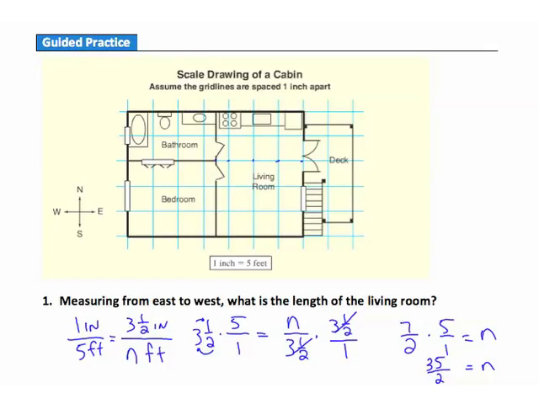Well, 35 over 2 is not a good dimension. We don't want to tell somebody to build a cabin 35 over 2. So we're actually going to divide that 2 into 35. 2 will go into 35 17 times with 1 left over. So it looks like 17 and a half feet. So we're going to get 17 and a half feet is equal to the actual length or actual width of that living room.